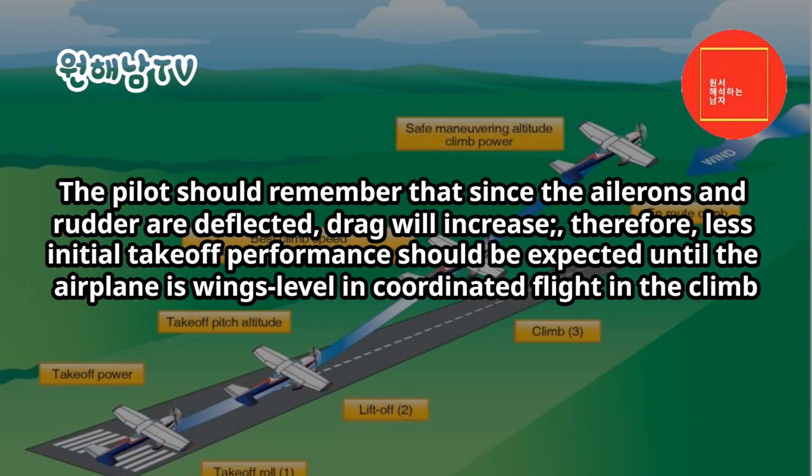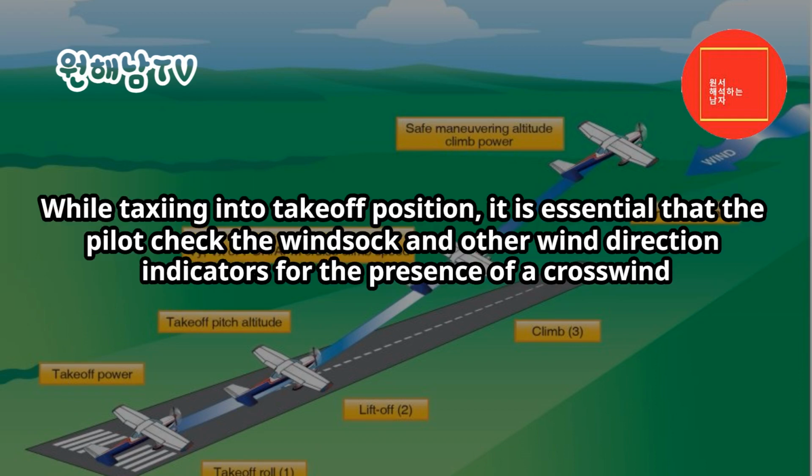The pilot should remember that since the ailerons and rudder are deflected, drag will increase, therefore, less initial takeoff performance should be expected until the airplane is wings level in coordinated flight in the climb. While taxiing into takeoff position, it is essential that the pilot check the windsock and other wind direction indicators for the presence of a crosswind.